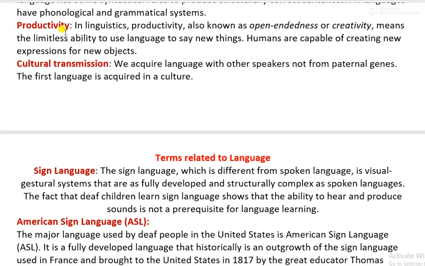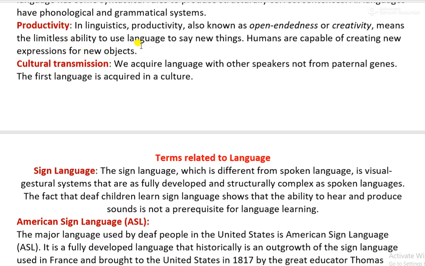Then productivity. In linguistics, productivity, also known as open-endedness or creativity, means the limitless ability to say new things. Humans are capable of creating new expressions for new objects. Here productivity actually means a speaker's ability to combine the basic linguistic units to form an infinite set of well-formed grammatical sentences, most of which are novel, never produced or heard before.